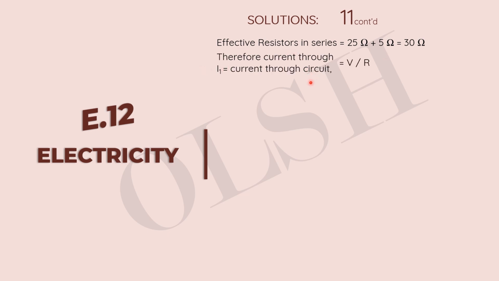Which means if we find V over R, which is the voltage across the battery divided by the effective resistance of the full network of resistors, we have 6 amps, which happens to be the current through the circuit, but at the same time the current through I1. So our current through I1 we have gotten as 6 amps.